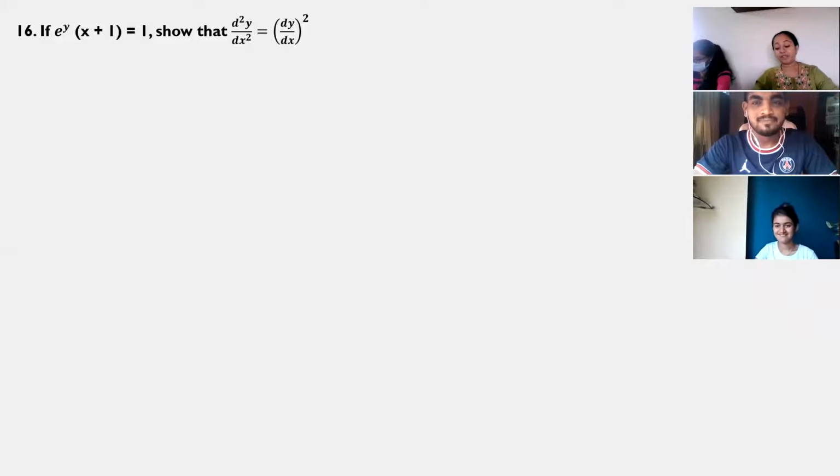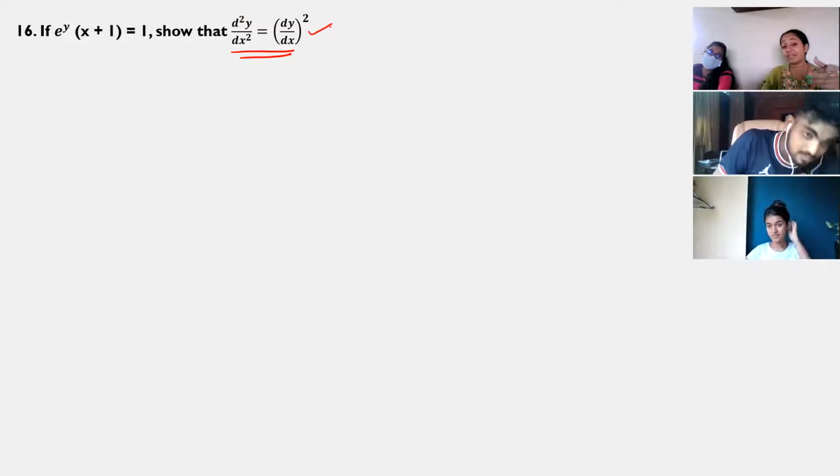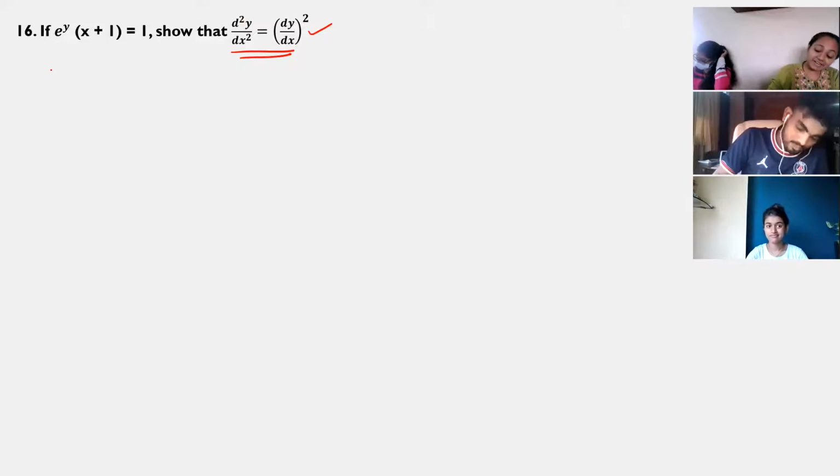So again, we have to find out the second order derivative for this because we are going to show this part. In this part, we can see the left side is showing the second order derivative and the right side is the square of the first order derivative. Okay. So, let us start with the given part, which is e to the power y times (x + 1) is equal to 1.